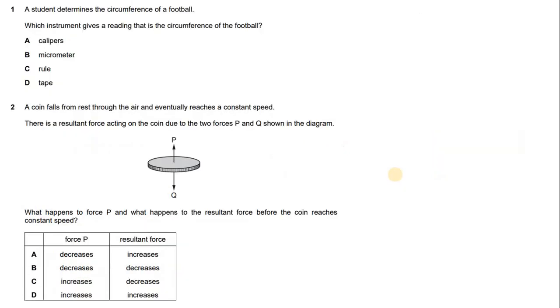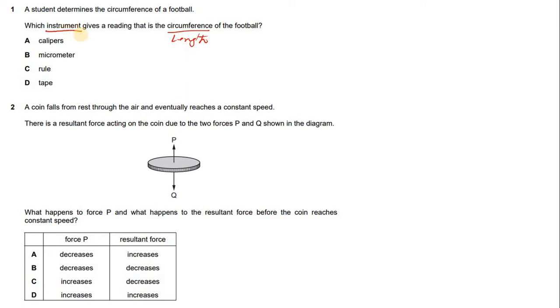Okay, so let's start. Question number 1. A student determines the circumference of a football. Which instrument gives a reading that is the circumference of the football? Remember, a typical MCQ question asks you for the instrument or apparatus that you can use to measure some quantity. Here you need to find the circumference, which is in fact a length, and you need to find the instrument.